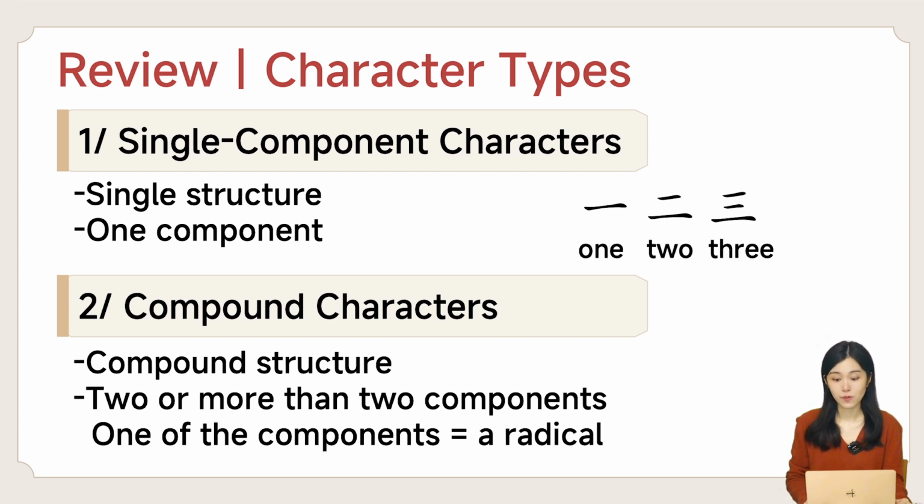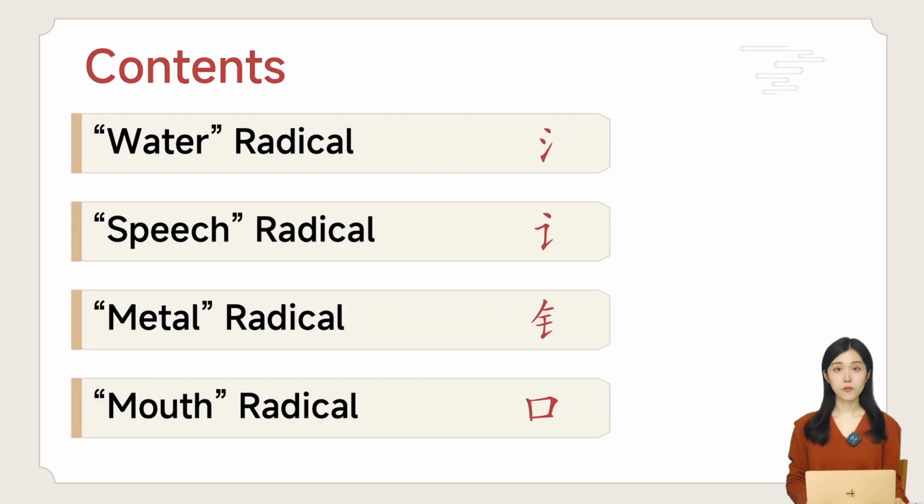For example, 一, 二, 三. These characters are only made of one part, and thus have the single structure. They are all single component characters. And let's see some examples of compound characters. 你好 means hello. The parts underlined are their radicals. In this class, we'll focus on learning different radicals. We'll learn 4 types of radicals: water radical, speech radical, metal radical, mouth radical.